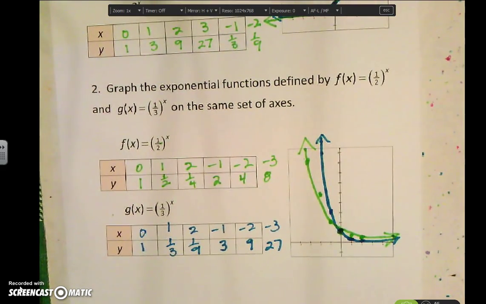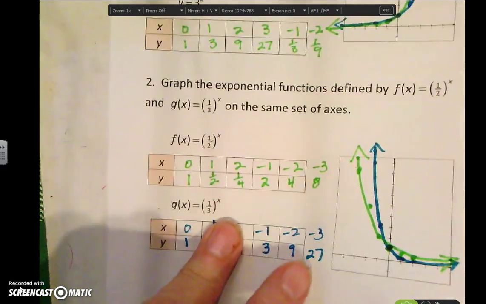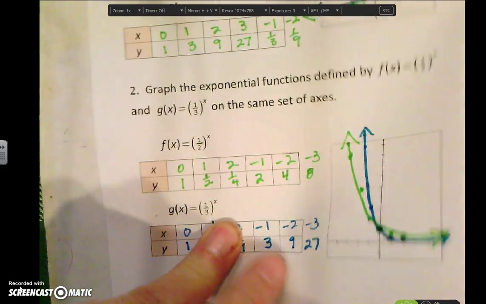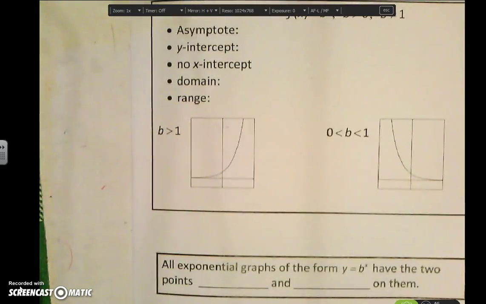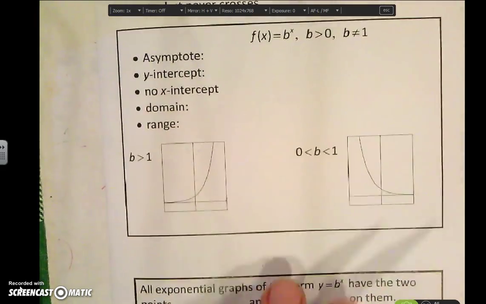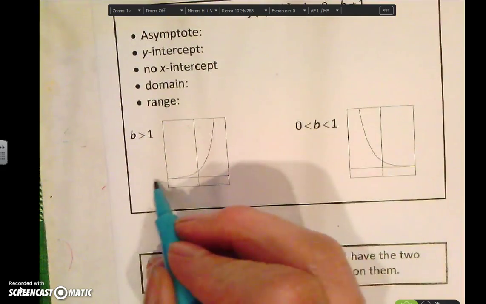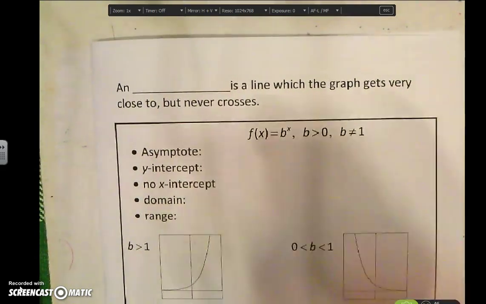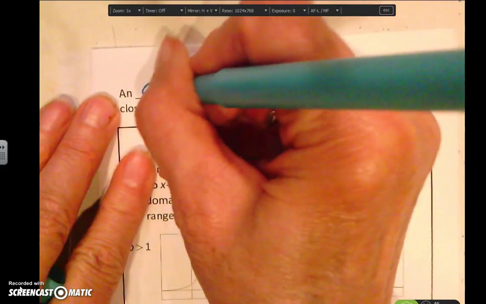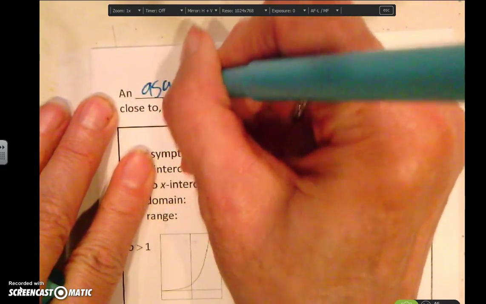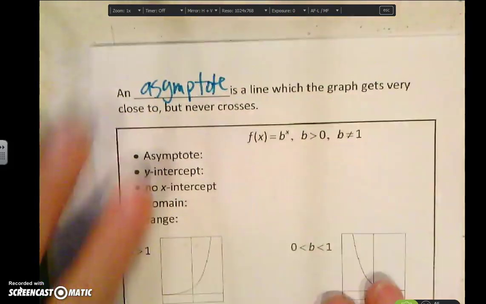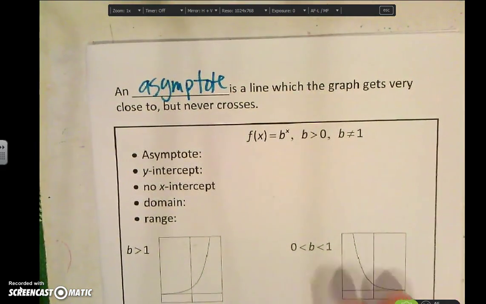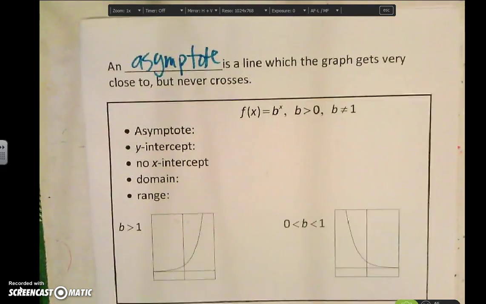So we're going to look at some of the characteristics of these two graphs and put them all together on this next page. All right, so we talked about this line here where it scoots along the x-axis, and that's called an asymptote. A-S-Y-M-P-T-O-T-E. It's a line which the graph gets very close to but never crosses.